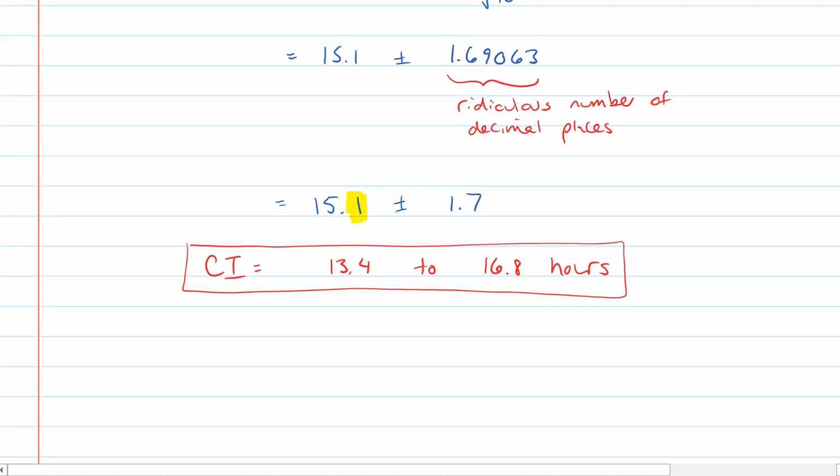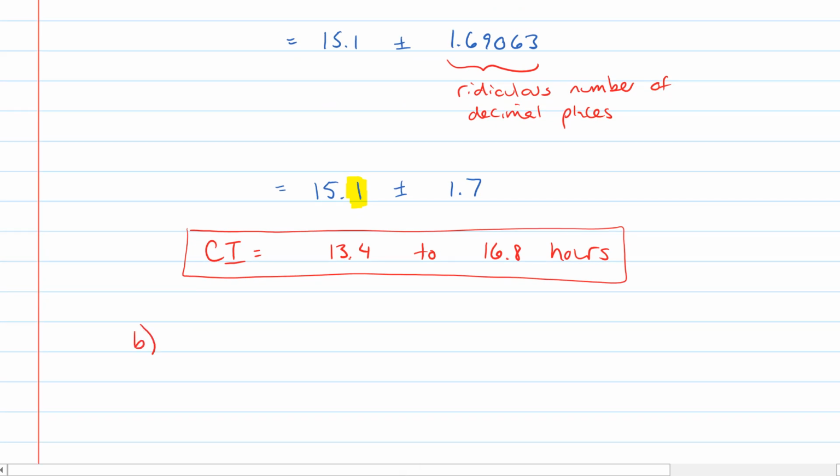So for part B, it's the same calculation, but with 95%, that implies that our z-score is not 1.645 anymore, it's 1.96.